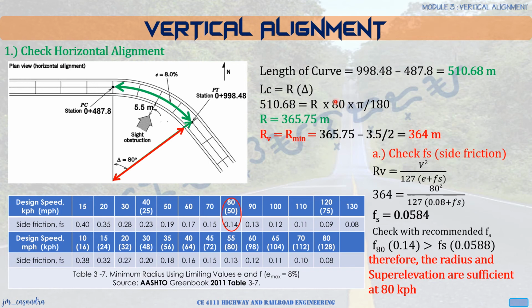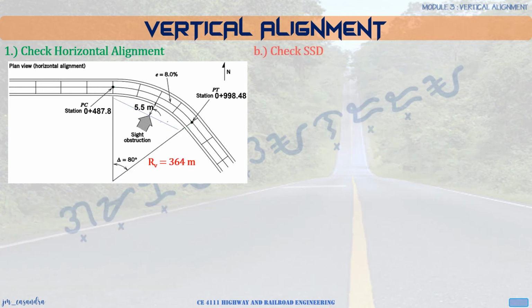Okay, so check for the radius, and then from there you check the side friction, so you'll be able to check also your super elevation. So next, what we do is to check now our stopping sight distance. So we're given here a distance of 5.5, which is the clear distance that we should have so that when a vehicle is at the point of curvature, he'll be able to see the approaching vehicles or other signs on the other side of the road.